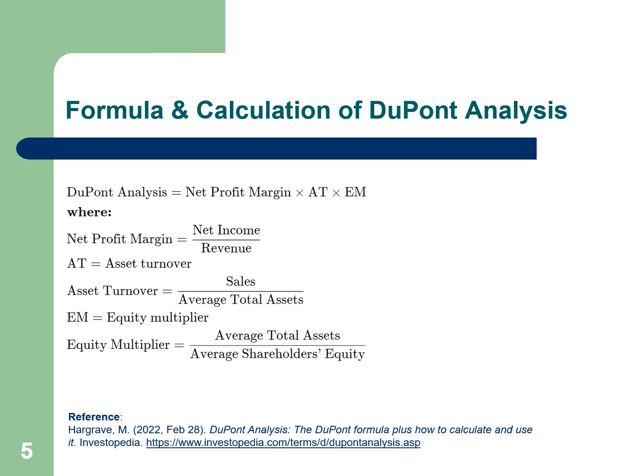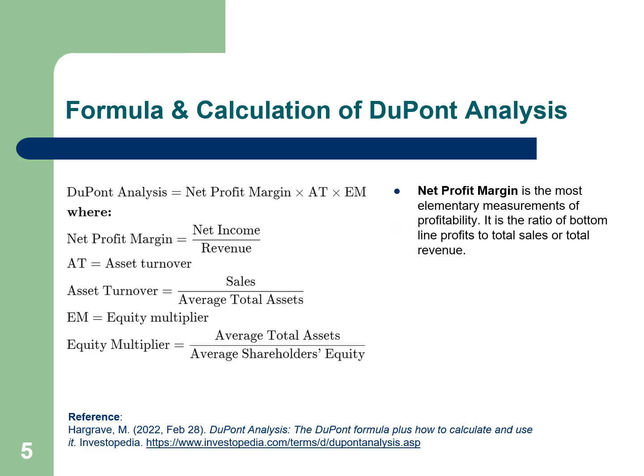Let's break down the DuPont analysis formula, which helps us understand the components that contribute to a company's return on equity. The net profit margin ratio shows how much profit a company is making from its total sales. It is essentially the bottom line profitability after all expenses have been deducted. A higher net profit margin indicates that the company is efficient at turning revenue into actual profit. For example, if a company has a 15% net profit margin, it means that for every dollar of revenue, it keeps 15 cents in profit.